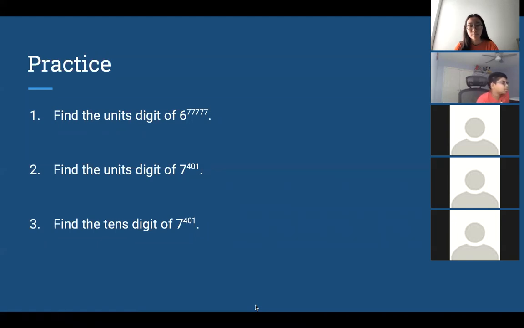Is the tens digit the same as the unit digit, but in the second row instead of the first? Yeah, so basically you just look in the tens place and find a pattern for that. It's going to be a different pattern, but basically the same idea. Okay.